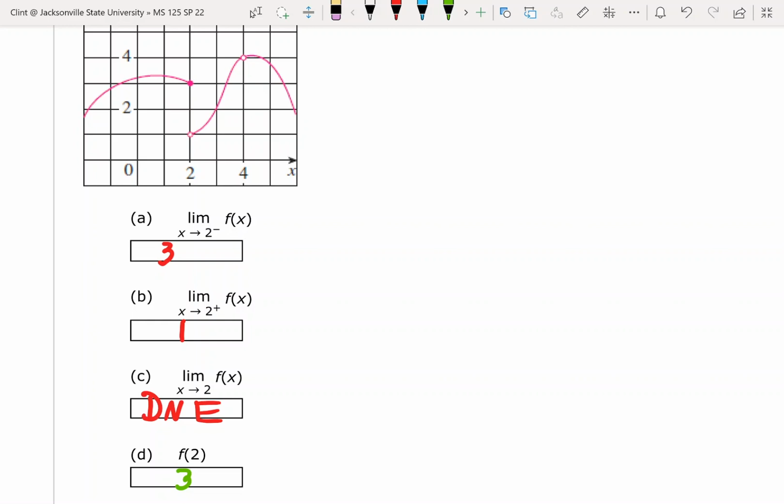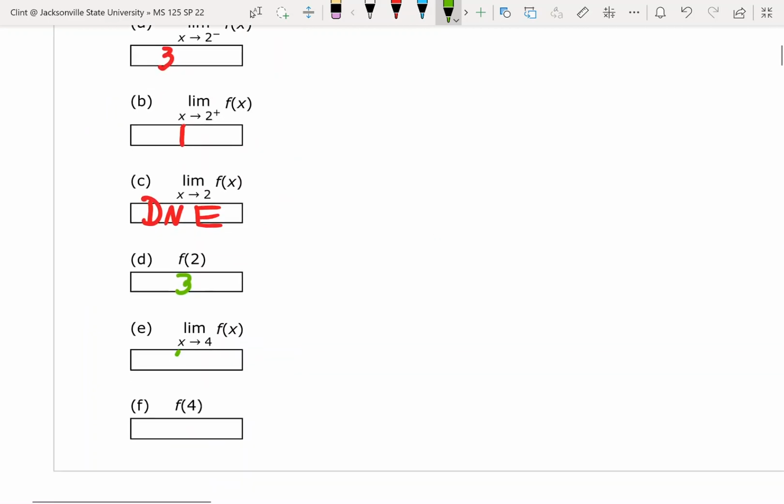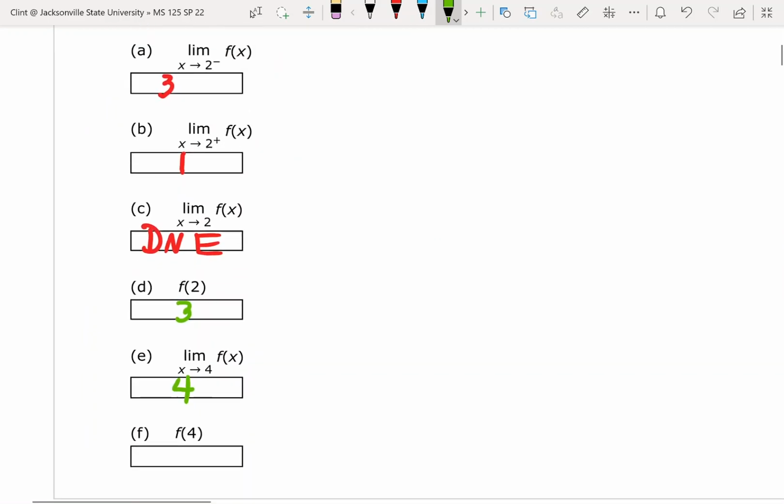And E part says the limit as x approaches 4. So we're coming in our graph this way and this way because it's two-sided. So what's that limit look like? 4, yeah, 4. And then it says find f of 4.